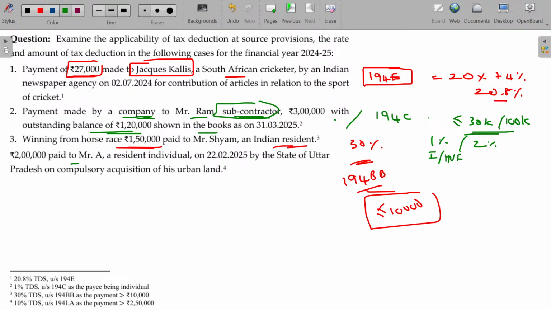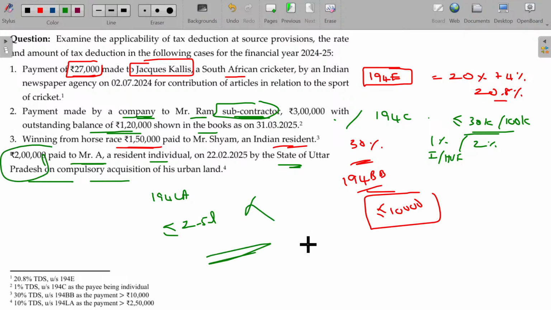Finally, 2 lakhs paid to Mr. A, resident individual, by the state of Uttar Pradesh, compulsory acquisition. Compulsory acquisition will fall under 194LA. 2.5 lakhs limit is there, exempted, but here 2 lakhs, so not taxable. Not taxable. Clear? Hope you will now be able to understand all the tedious concepts. Go and do revision so that you will be master of the tedious.